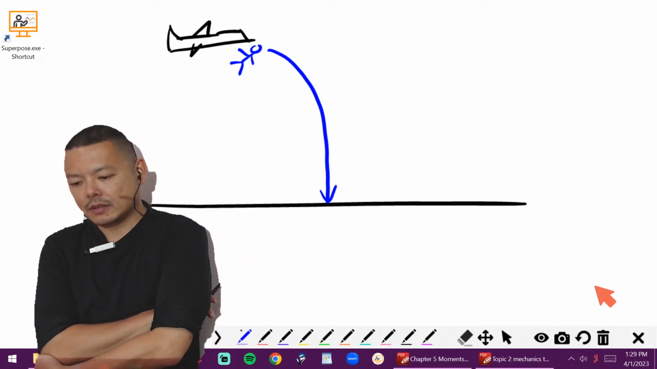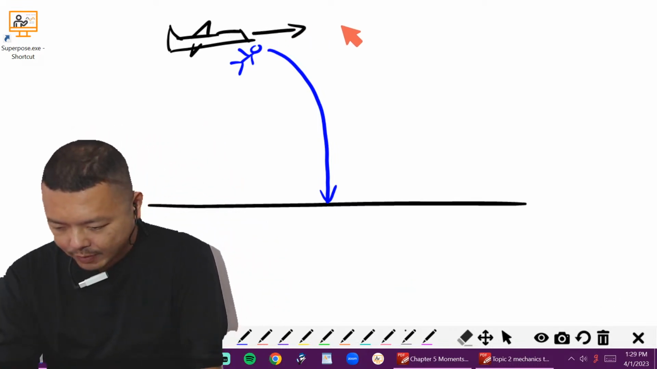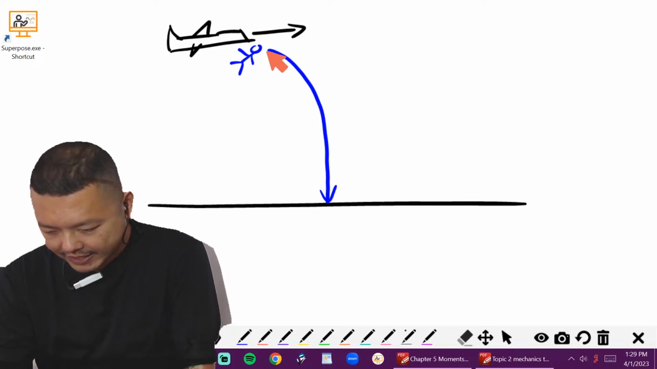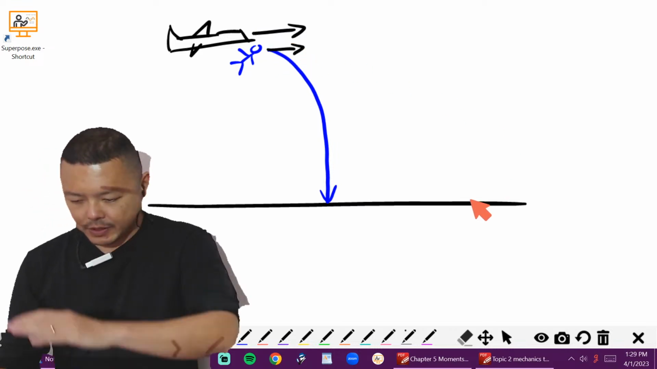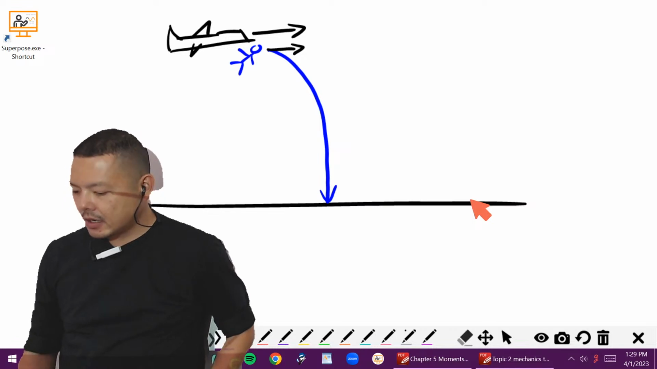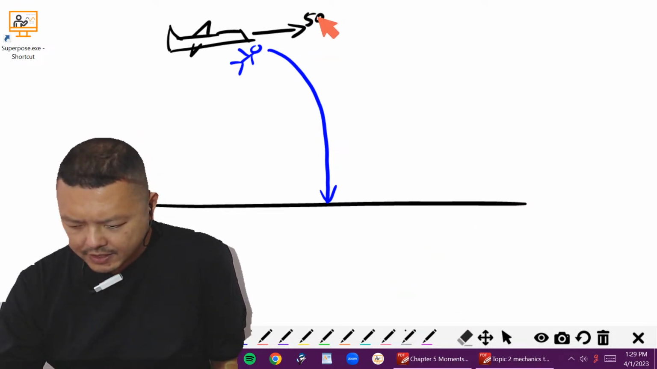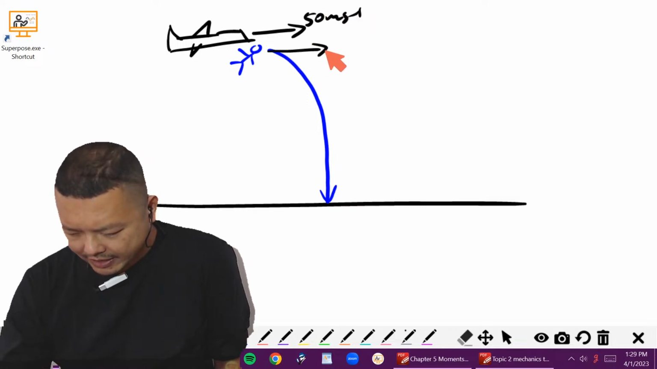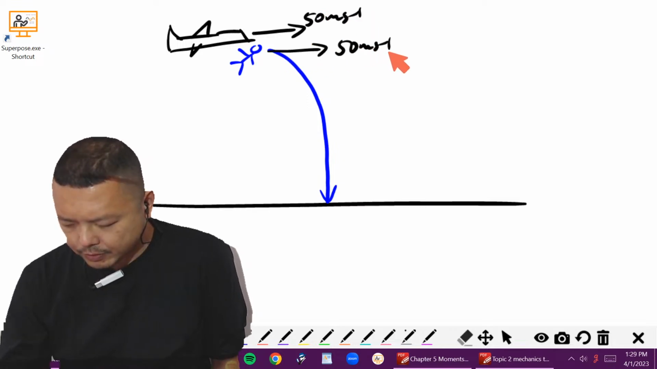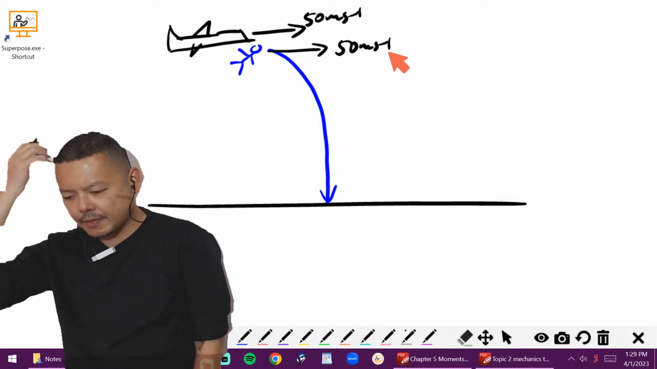Come on. I mean, the plane was flying straight, and when he jumped out, he was flying straight at first. But of course, because of gravity, he starts to fall down. If the plane had an initial velocity of, I don't know, maybe 50 meters per second, I can also guarantee that he's also going to have the initial velocity of 50 meters per second. But that's not the point.